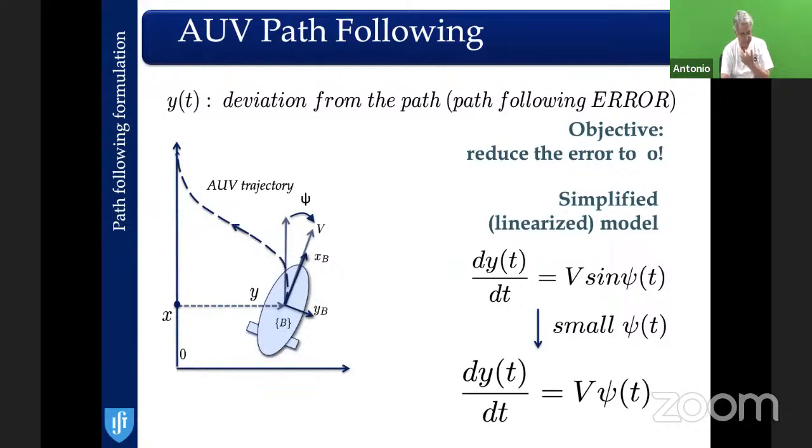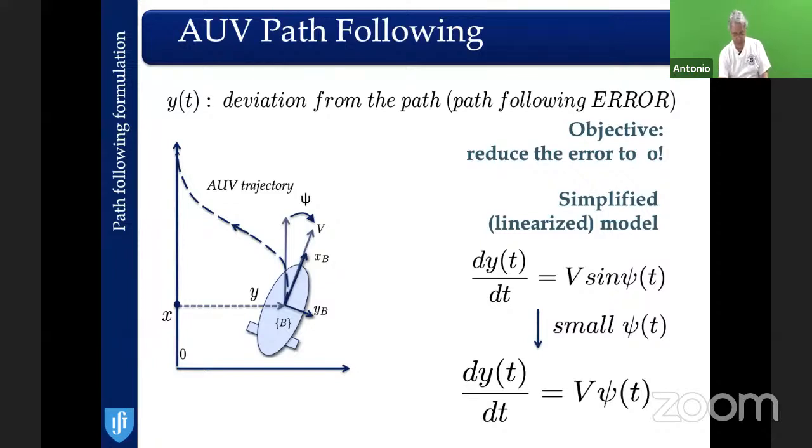So what's the objective of all these things? In any control problem that you tackle, you should always be able to formulate it in terms of driving something to 0. Okay? So the objective is to reduce something to 0. What is it that you have to reduce to 0? The lateral deviation. So that's what you have there.